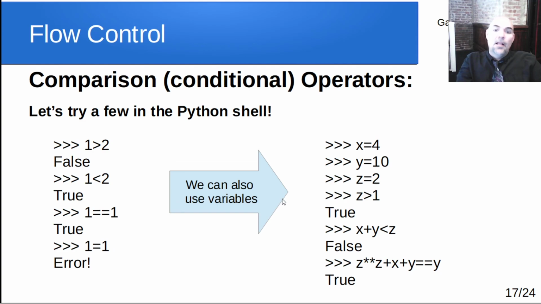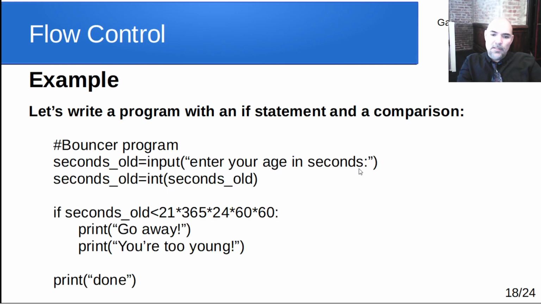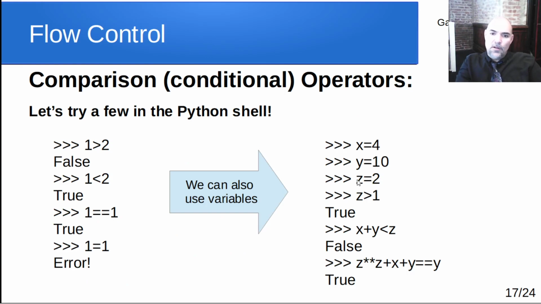Okay, that looks better. Now in this case, notice we're using variables. So x equal 4, y equal 10, z equal 2. That just creates 3 variables: one called x that's holding 4, one called y that's holding 10, one called z that's holding 2. And now is z greater than 1? Well, it'll fetch the value from z, 2. 2 greater than 1, it is, it's true. Is x plus y less than z? So x plus y is 4 plus 10, which is 14. Is that less than 2? No, it's not. So that one's false.